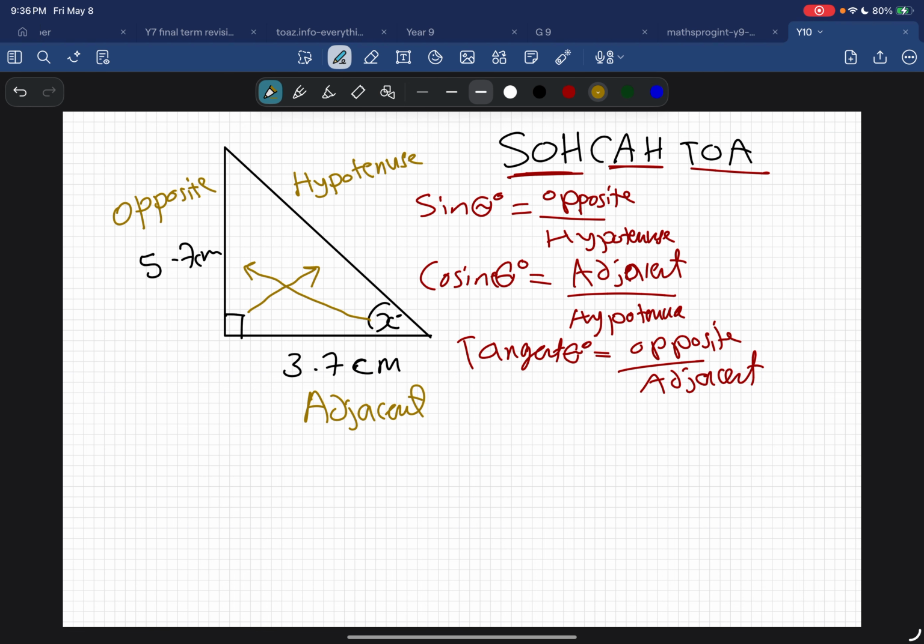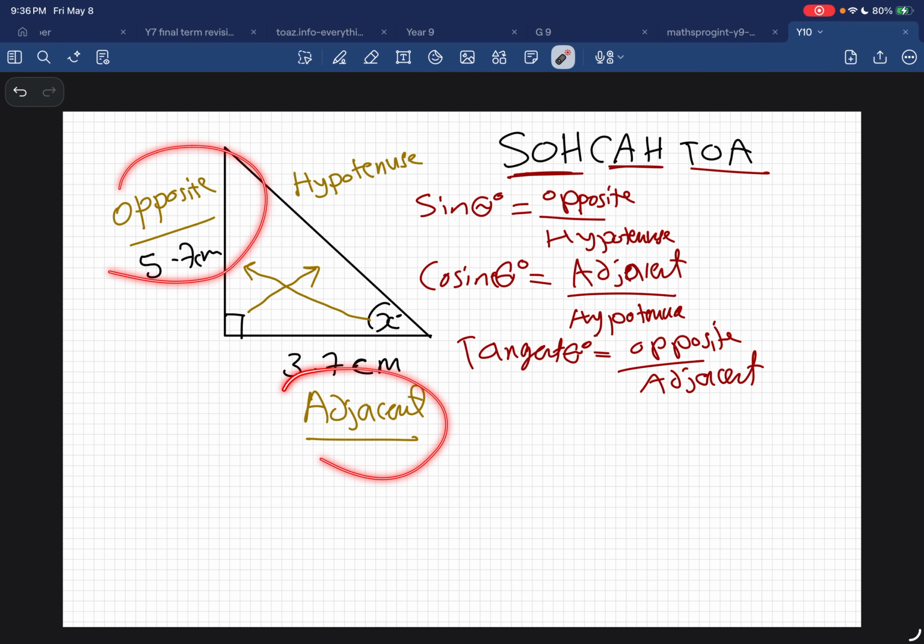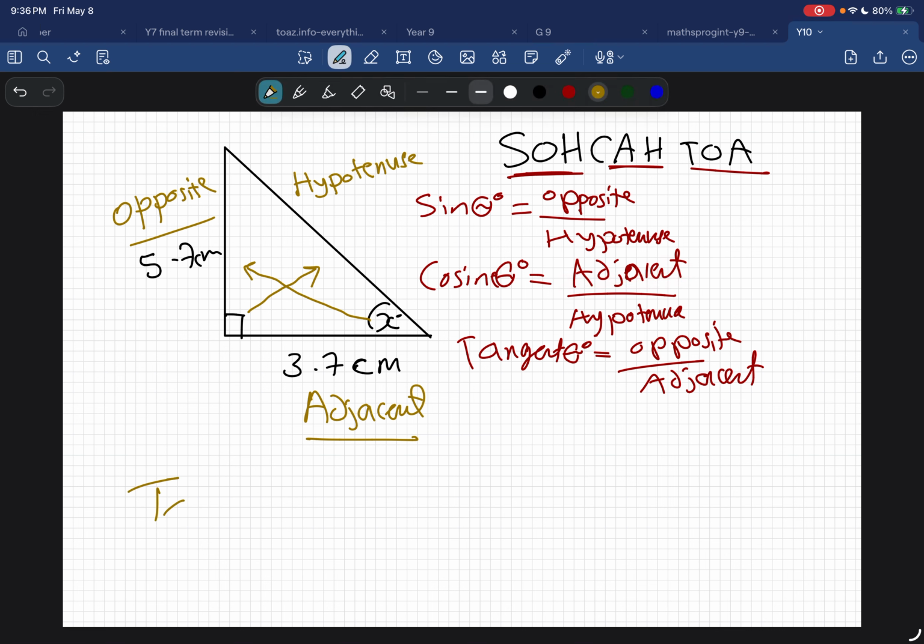Now, what we have in the question, we have adjacent and we have the opposite. So we're going to be dealing with these two. We're going to search for a rule or ratio that has both of them in it. So we're going to use the tangent here. Tangent x, because we don't know it, we need to find it, equals the opposite, which is 5.7, over 3.7, which is the adjacent.